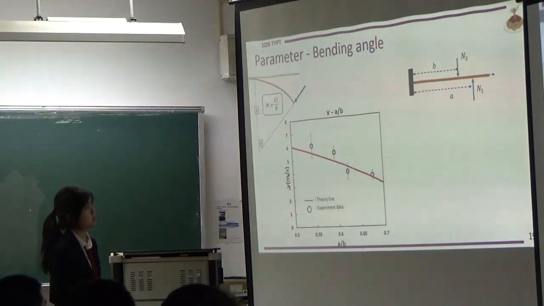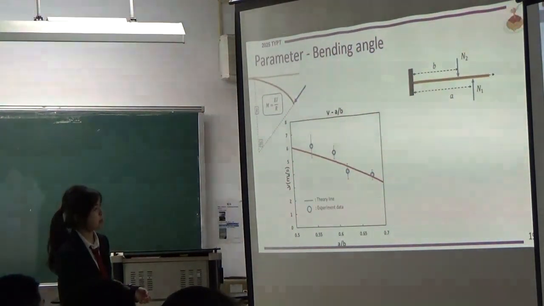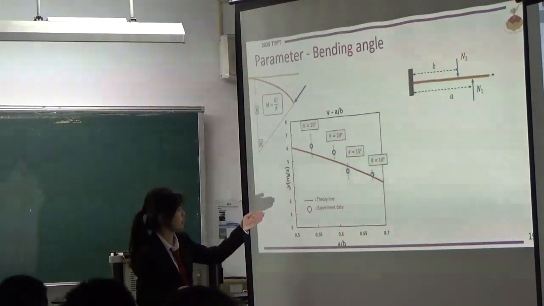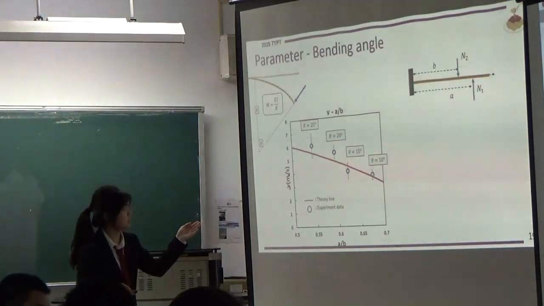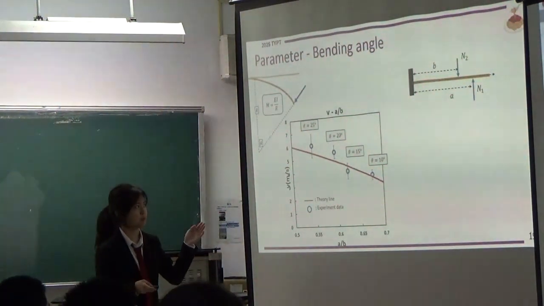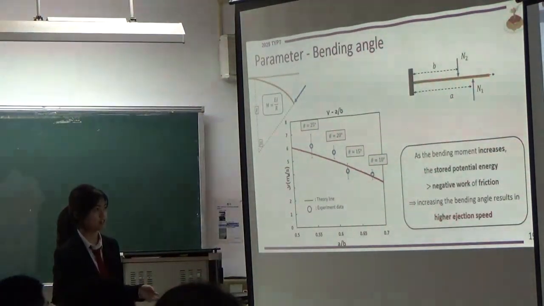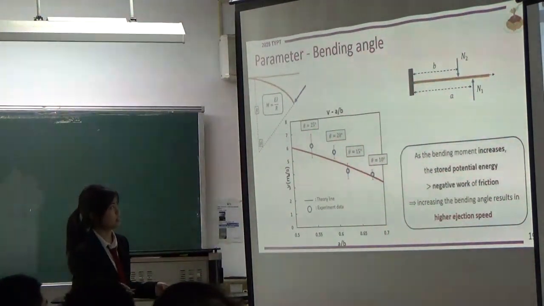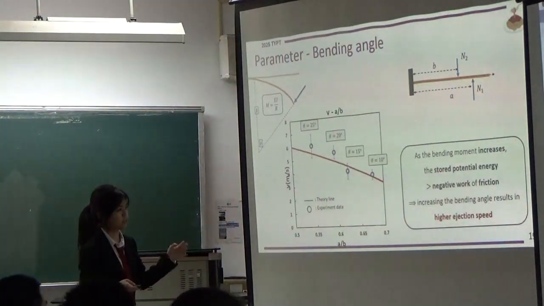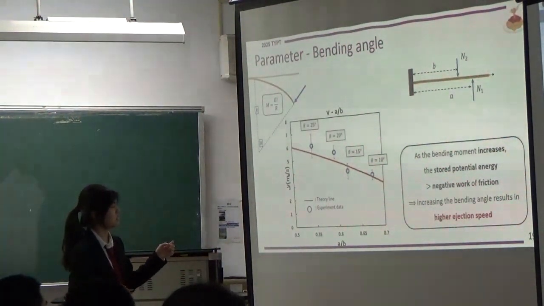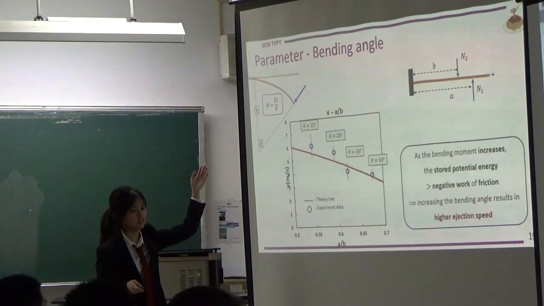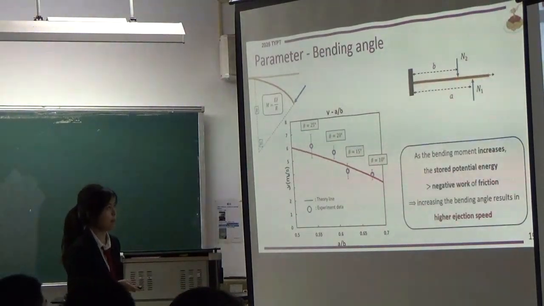Then is the next parameter, which is the bending angle. As you can see, as the bending angle increases, the velocity of the ejected spaghetti will increase. That's because as the bending moment increases, the curvature ratio will decrease, and that makes the spaghetti store more potential energy according to this formula.